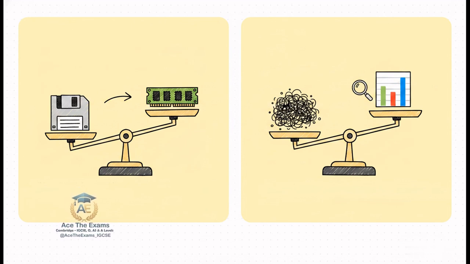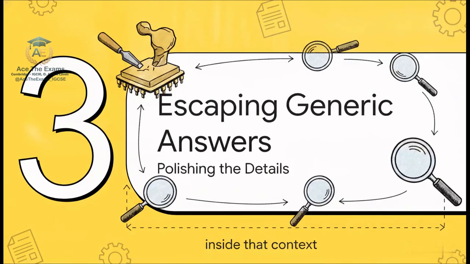Think about it. If a question specifically asks how binary data is maintained in storage, and your answer starts rambling about RAM, which, as we know, is memory not storage, you lose the marks. Even if your underlying binary math is flawless, you miss the boundary. Clear boundaries make for clear answers. You have to know exactly which concept you are dealing with. All right, let's move into Section 3, Escaping Generic Answers. This is all about polishing the details of your masterpiece.